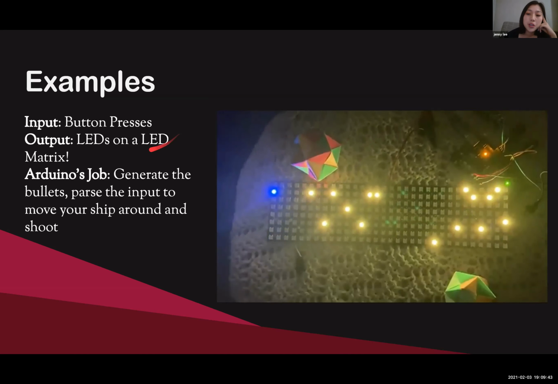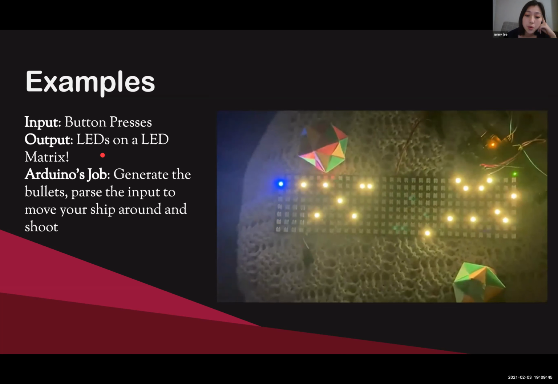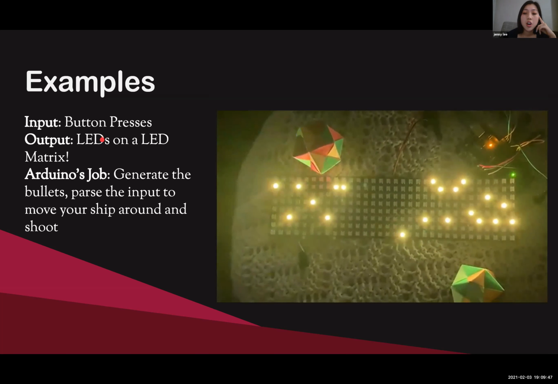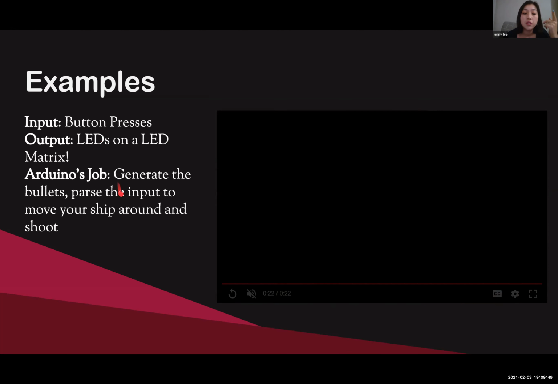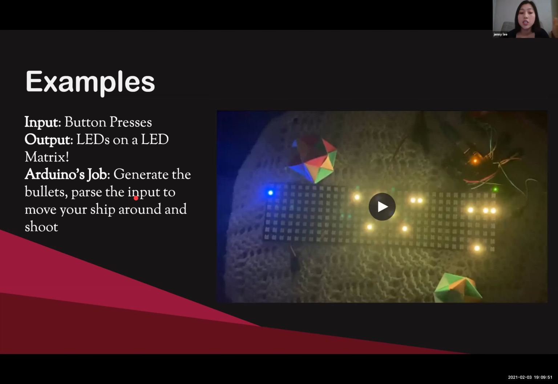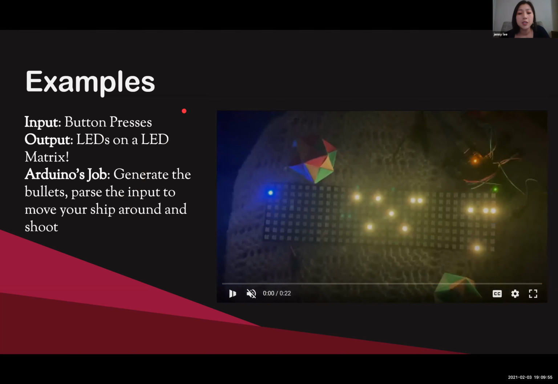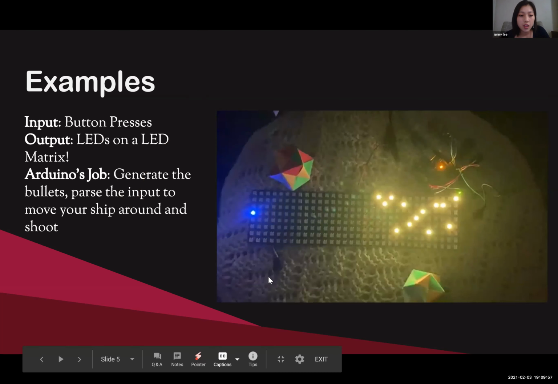So here the inputs are the button presses, so you can move the ship around. The output is the LED on an LED matrix. And then the job of the Arduino is to generate the bullets, parse the input, and then move your ship around and shoot. Let's move on to a second example.